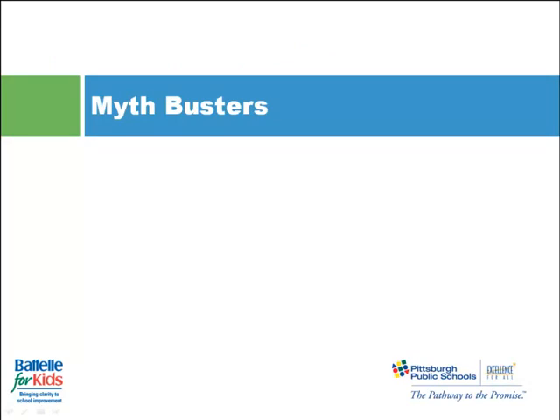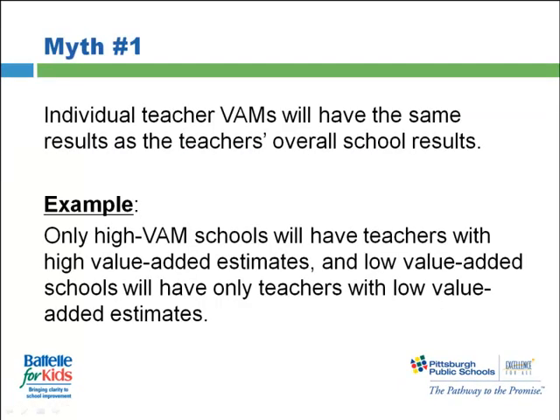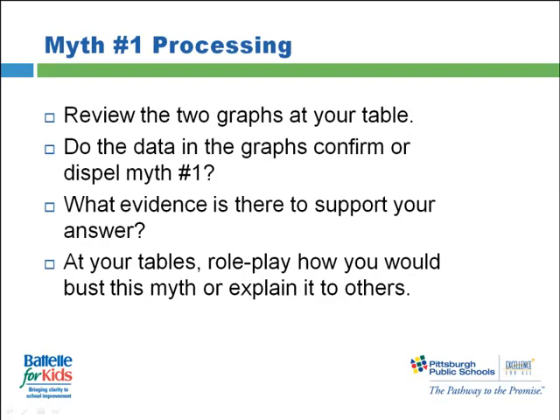In this last section, we will examine 2 PPS value-added myths. The first myth is that individual teacher VAMs will have the same results as the teacher's overall school results. In other words, if the overall value-added measure for the school is above average, then all the individual teacher VAMs will also be above average. Let's explore why this is a myth. In table groups, use the handout for myth number 1 to answer the questions on this slide. Pause the recording to allow participants about 10 minutes to complete.